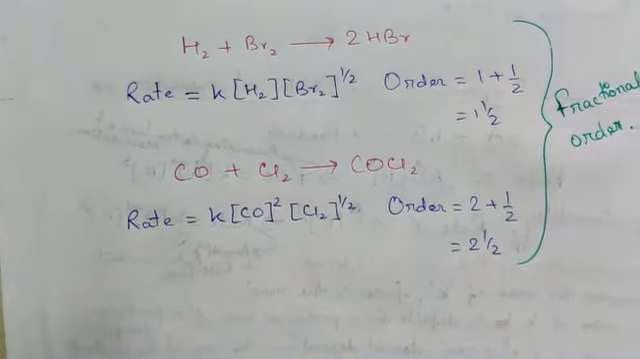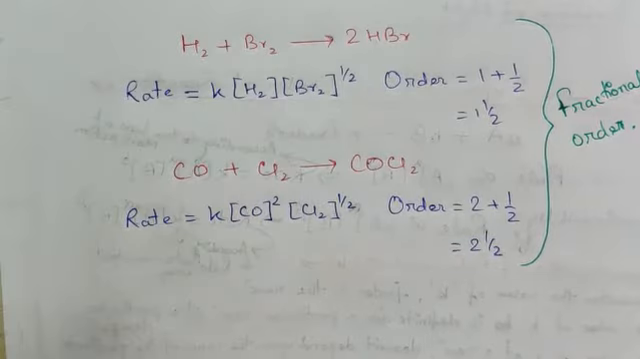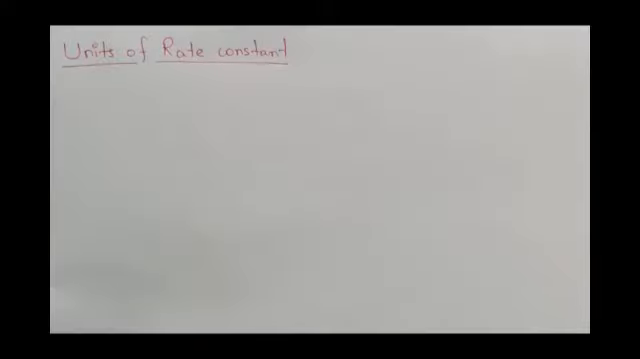Clear? So in this way we can say that the order of reaction can be 0, 1, 2, or it can also be a fractional value. Clear? Now we will learn the different units of the rate constant for the reactions of different orders. See, no need to memorize the various units for the different orders. You can simply calculate it, or you can get the proper units by deriving it from the proper rate equation. So let's take the example.